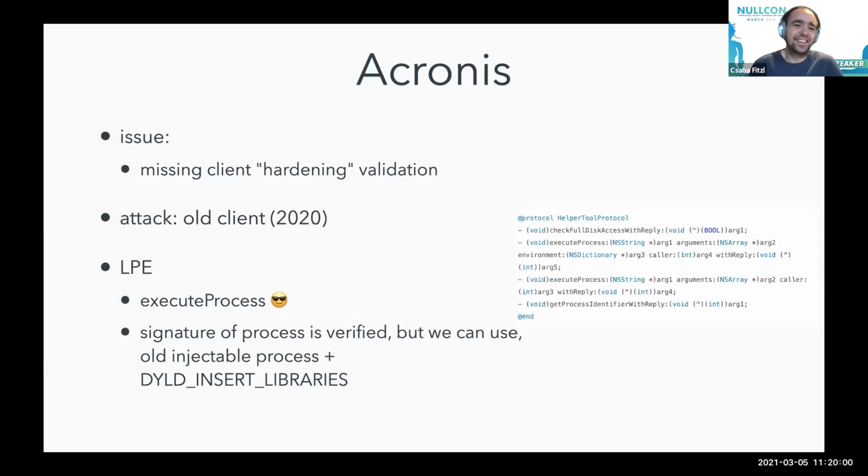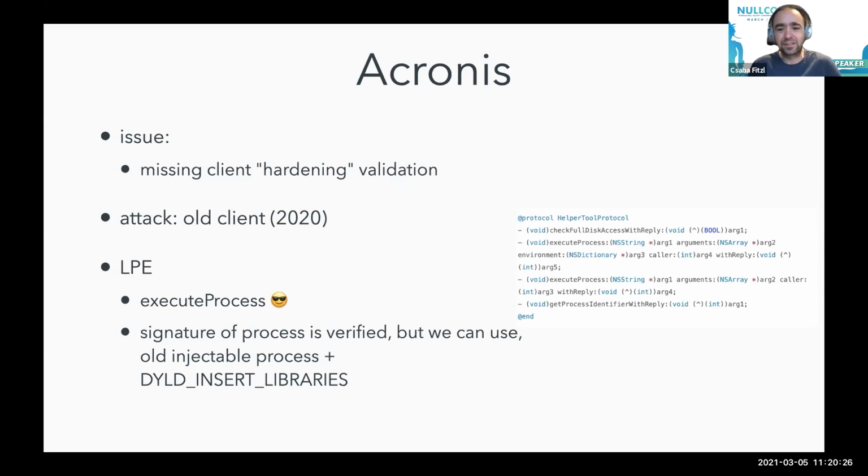The next AV is Acronis. Here they have only one issue, which is again missing client hardening validation. So again, we could use an old client with the AV. We use the 2020 version of the client to escalate privileges on the 2021 version.